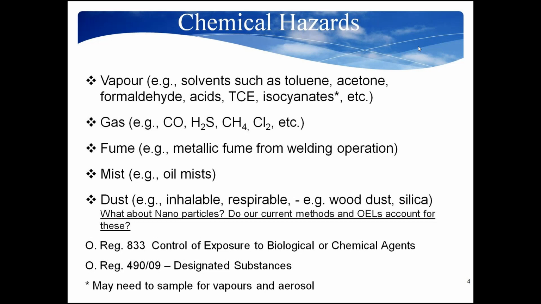And just a note that you really need to know what you're sampling for, which we will discuss later on, how to make sure you're doing the right type of sampling. For something like isocyanates, even though it's in vapor form, you might need to sample both vapors and aerosols. So it really requires some thought about what you're sampling and how you're going to do it.